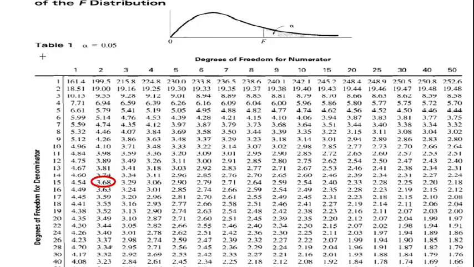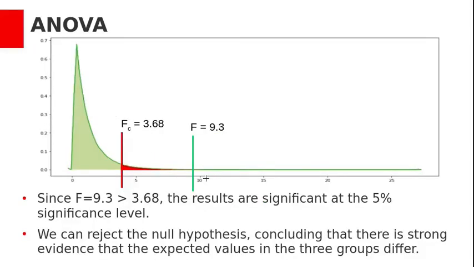Let's see that. This is the F table for the alpha level 0.05. The numerator degrees of freedom is 2 and the denominator degrees of freedom is 15. This is the critical value, 3.68. Now we can compare this F critical value with this F statistic value. Here the F critical value is 3.68, it would be somewhere here.